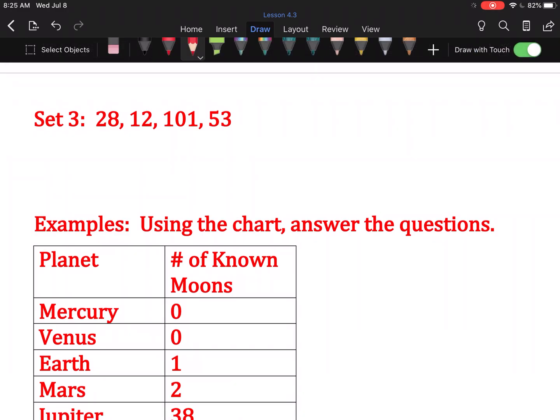Another set. So step one is always put it in order. So we'll go 12, 28, 53, 101. And we'll do our tasks. Mean. We have to add those up. So 12 and 28 and 53 and 101 is 194. There are four numbers, so we'll take 194 and divide it by 4 to find the mean of 48.5.